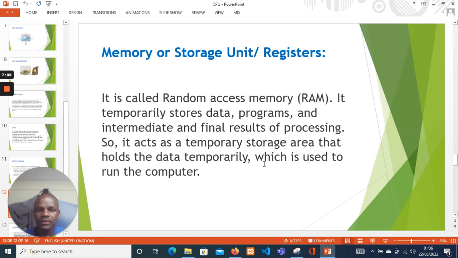It is also called the random access memory, or RAM. It temporarily stores data, programs, and the immediate and final results of processing. So it acts as a temporary storage area that holds data temporarily. It is used to run the computer. So this one is for temporary storage. If the power goes off, you can easily lose your contents. So this one is temporary, unlike the ROM, whereby it can store its data maybe permanently.